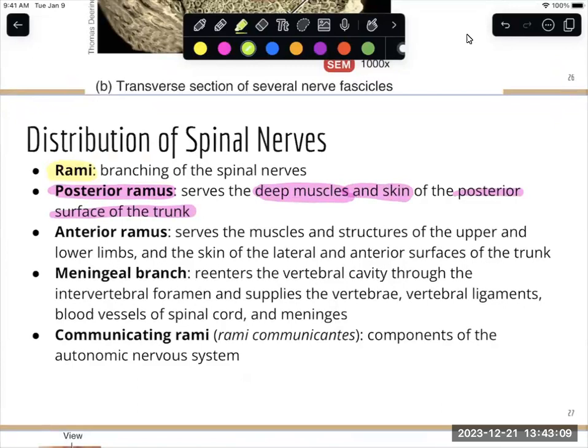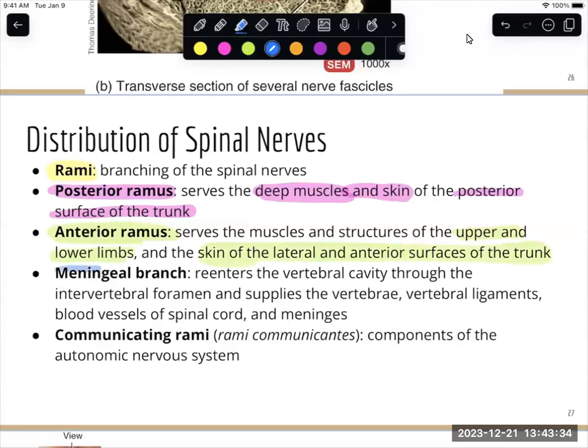We have an anterior ramus. This anterior ramus is going to be for upper and lower limbs. So this is going to feed your arms and your legs. It's also going to go to the skin, to the anterior and lateral portions of your trunk.